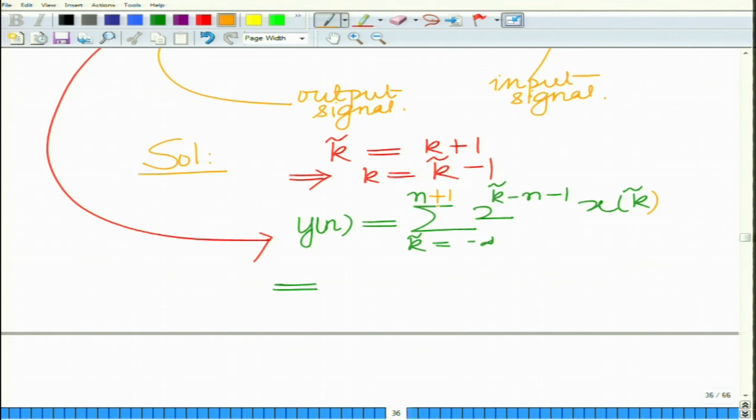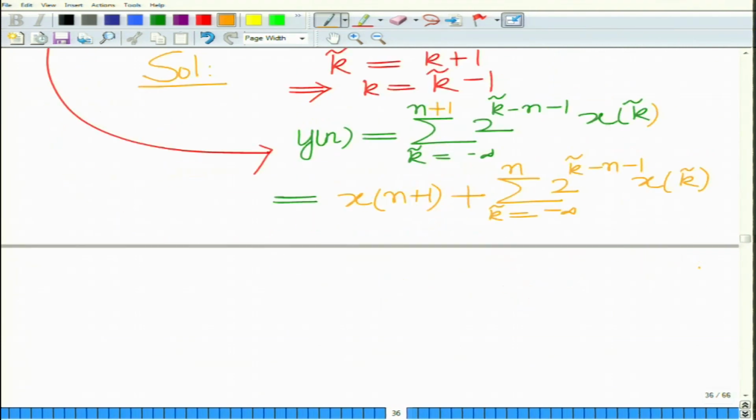Now if you consider the term k tilde equals n plus 1, this becomes 2 raised to k tilde minus n minus 1, that is 2 raised to 0, so this is 1. So this becomes x[n plus 1] plus summation, since we have already written the term corresponding to k tilde equals n plus 1, what remains is the summation k tilde equals minus infinity to n of 2 raised to k tilde minus n minus 1 into x[k tilde].